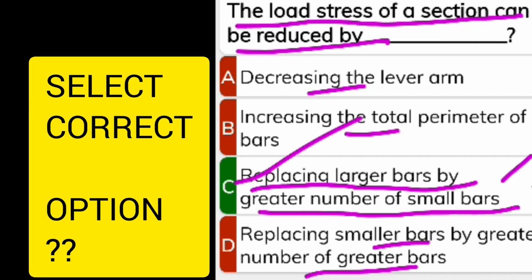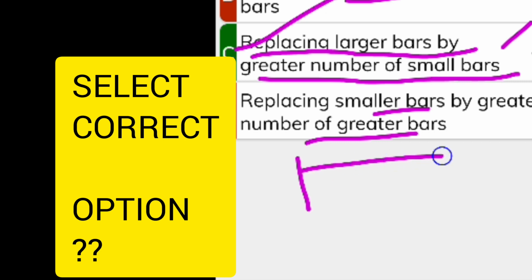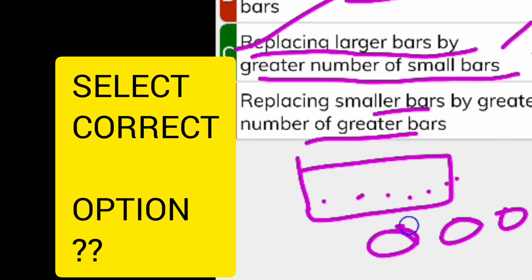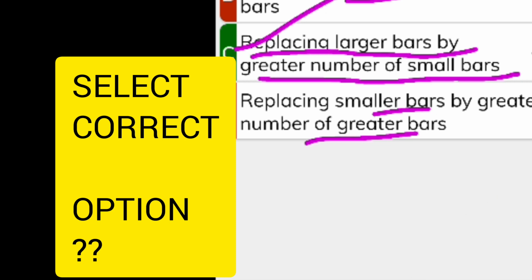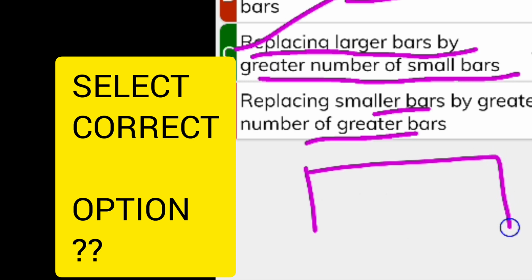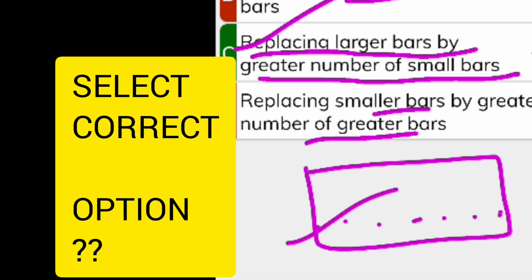You have to reduce. It means that on any section you have to increase the number of bars, smaller bars, then this is not the correct option, and you have to replace it with the numbers of many smaller bars at a section. That is, if you want to reduce the load stress at a section, suppose this is a section and you have to reduce the load stress, then the bigger bar shall be replaced by the smaller one, many smaller bars. So your load stress at the particular section will be reduced.